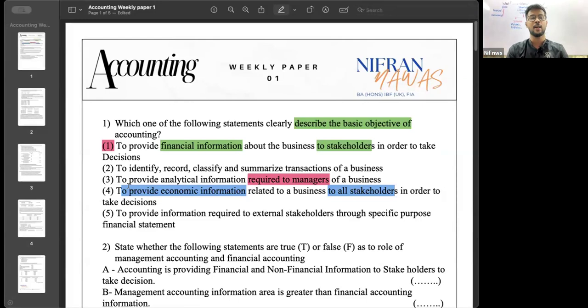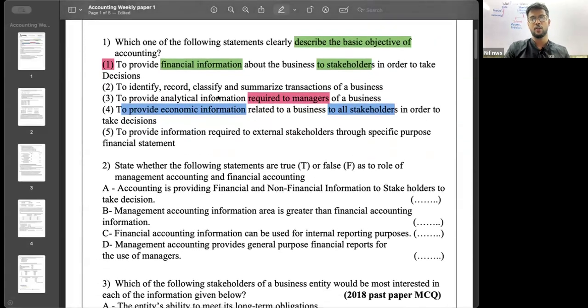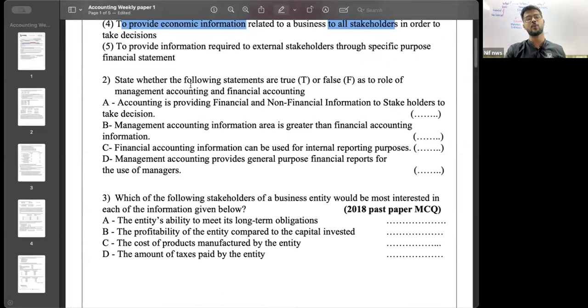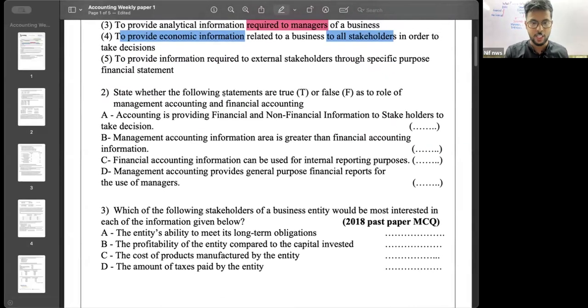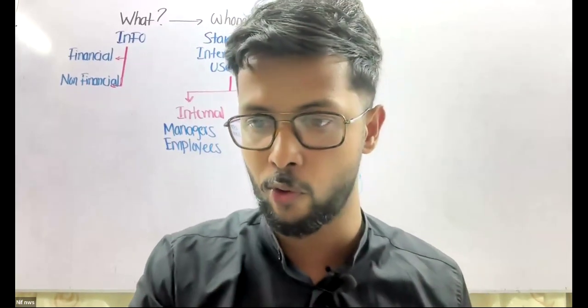So obviously, the answer for the first question is going to be the fourth option. Okay, so that's basically the answer for the first one. Let's move on to the second one. State whether the following statements are true or false as to the role of management accounting and financial accounting. Okay, let's again fall back to the board.